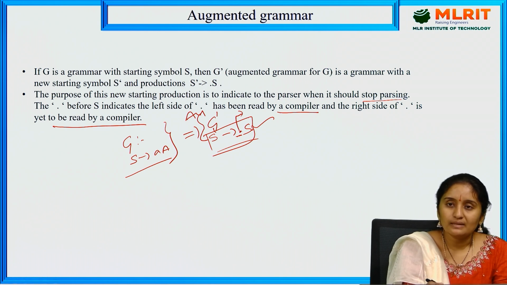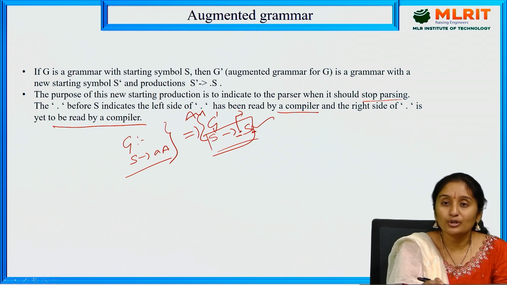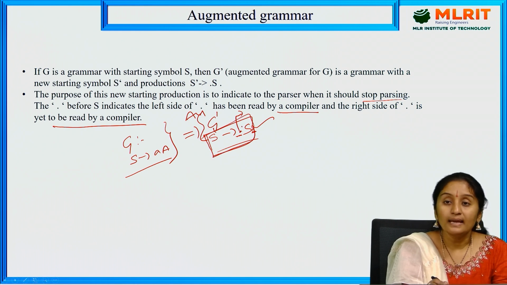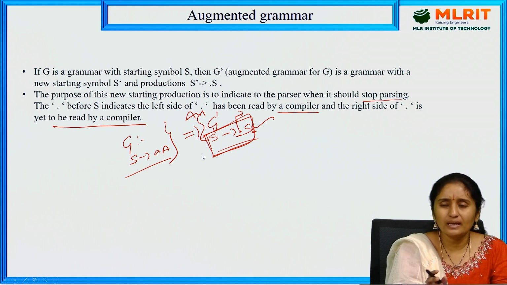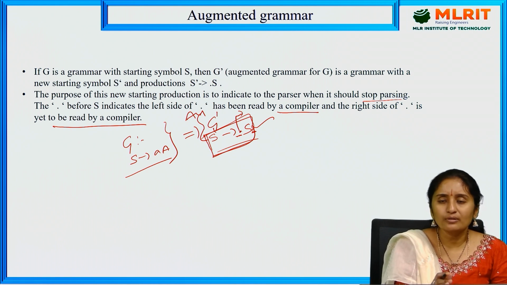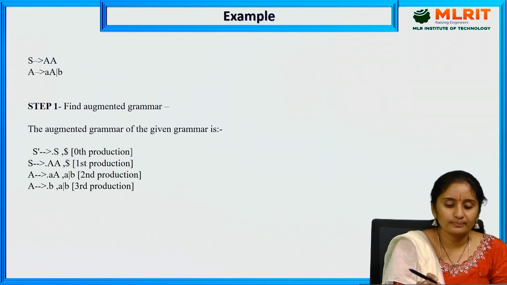If some terminals or non-terminals are before the dot, they have been read by the compiler. After S, there is a dot, which means it is yet to be read by the compiler. Why we write this new production, the augmented grammar, is that it indicates when to stop parsing, that the parsing is completed. It tells the parser when to stop parsing.